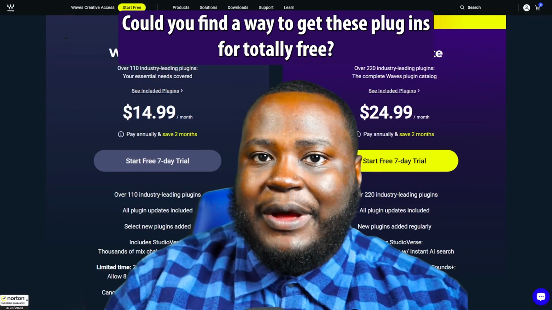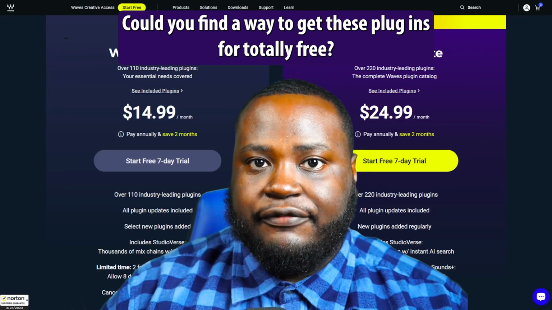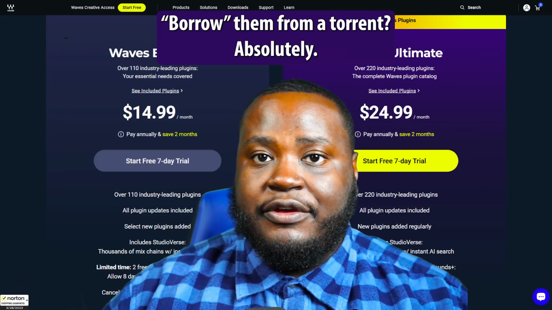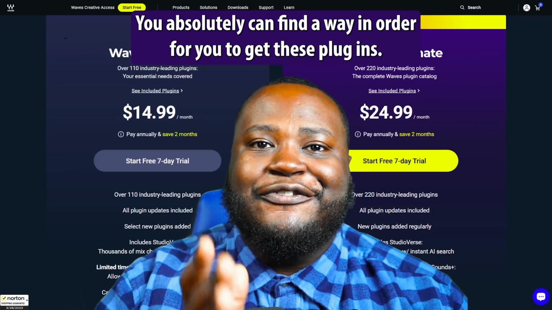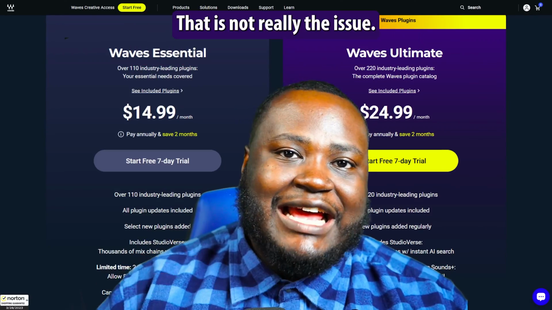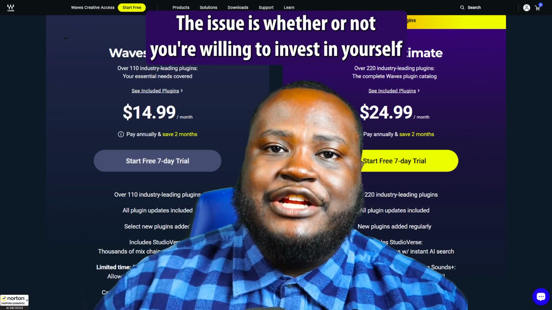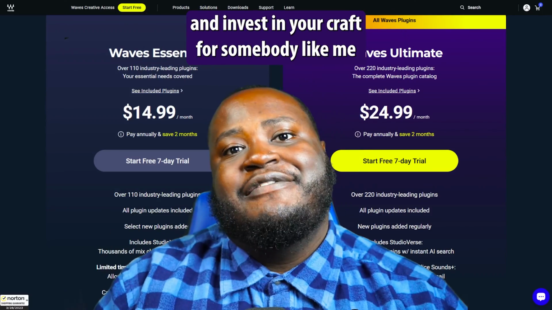Could you find a way to get these plugins for totally free? Borrow them from a friend, borrow them from a torrent, borrow them? Absolutely. You absolutely could find a way to get these plugins. That is not really the issue. The issue is whether or not you're willing to invest in yourself and invest in your craft.